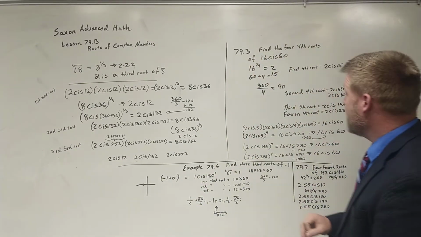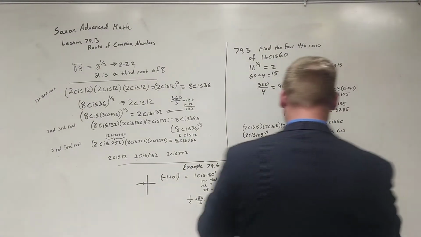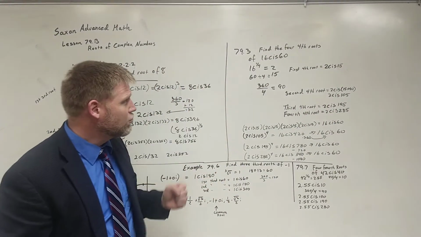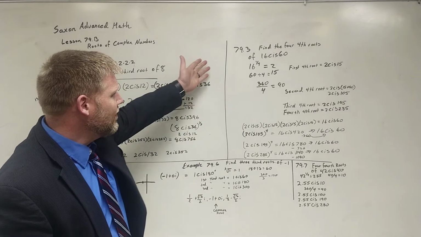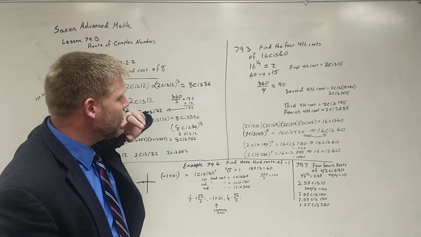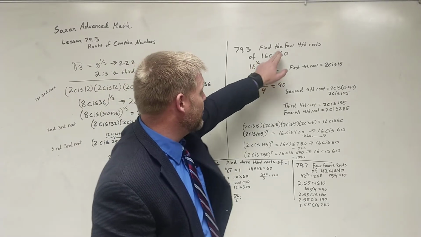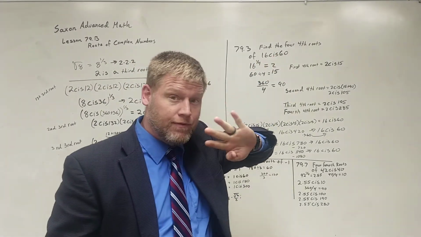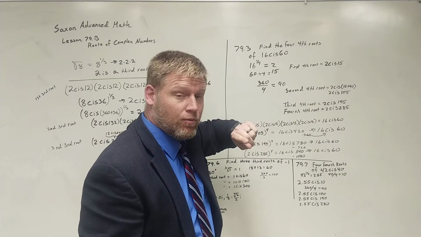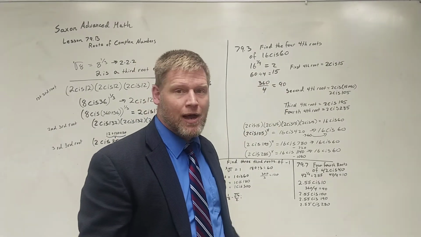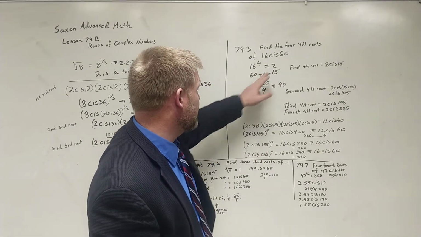Now, let's look at example 79.3. I've got examples all over the board here. I apologize. I'm trying to get as much onto this as I can. 79.3: find the fourth roots of 16 CIS 60. Let's say we want the fourth root, and there are 4 of them. That's pretty easy. The fourth root would be 16 to the 1/4 power. That's 2.